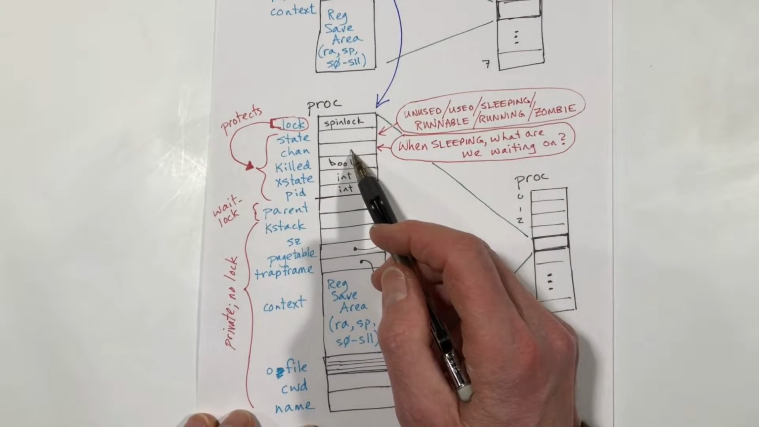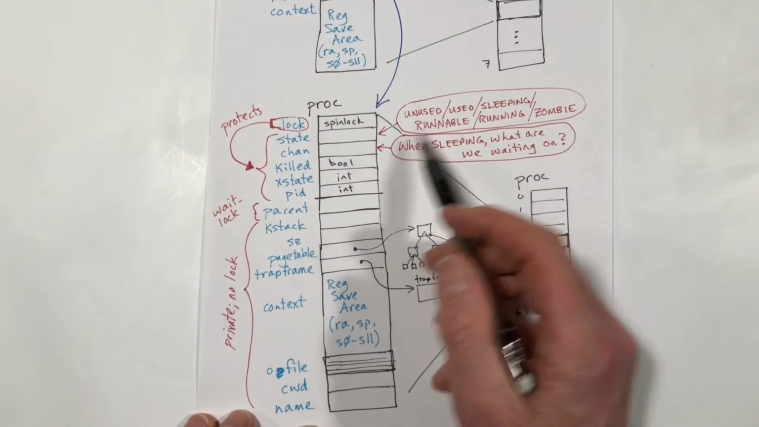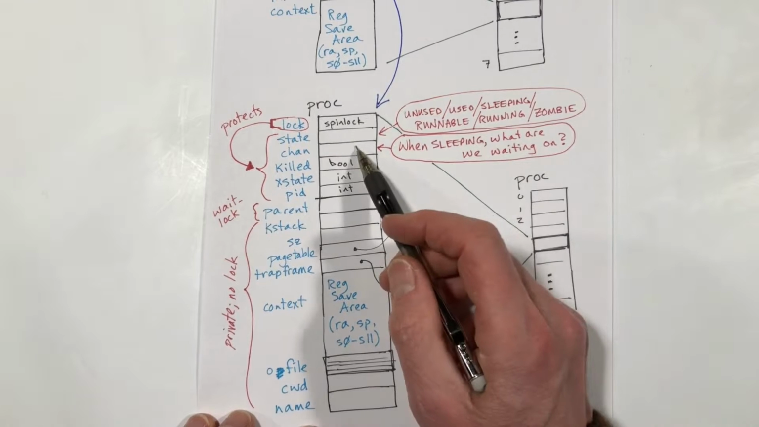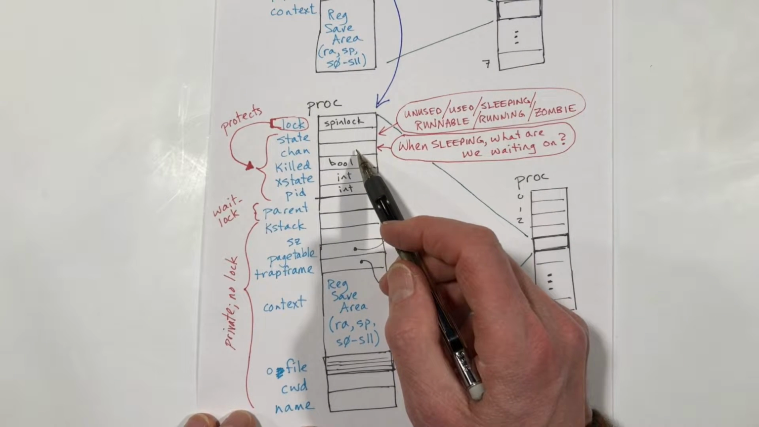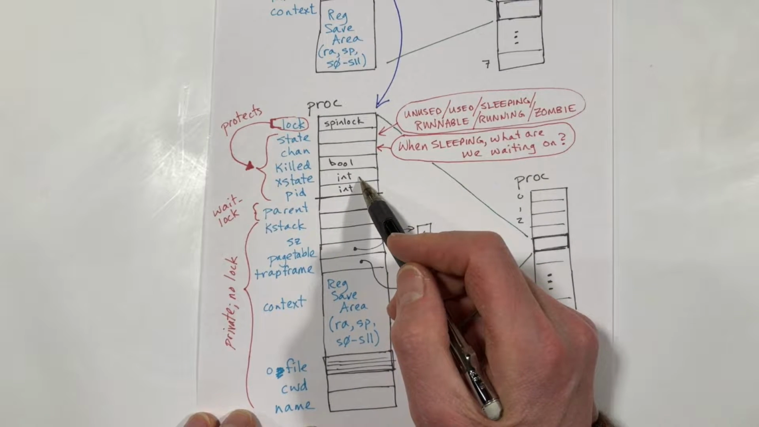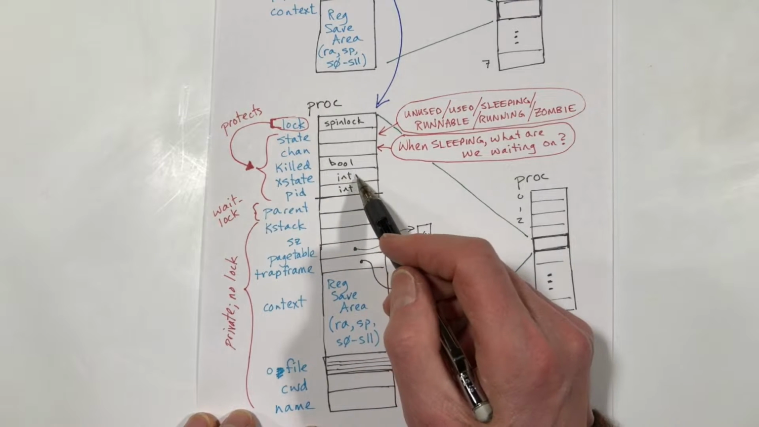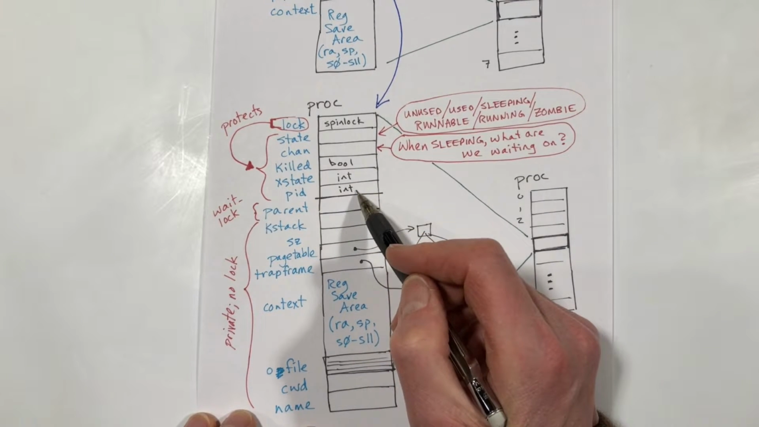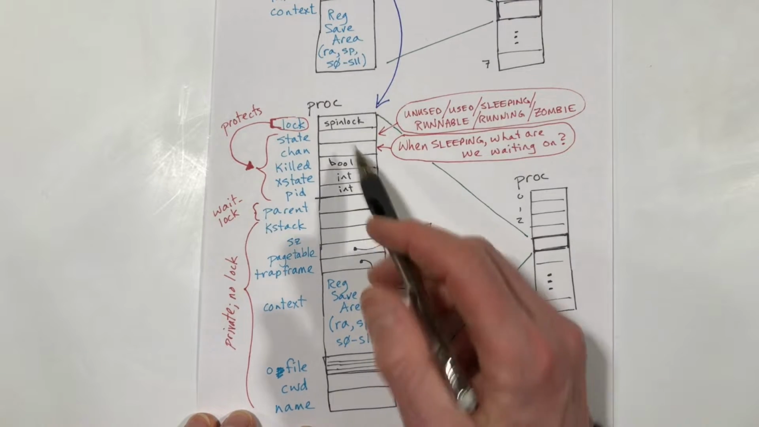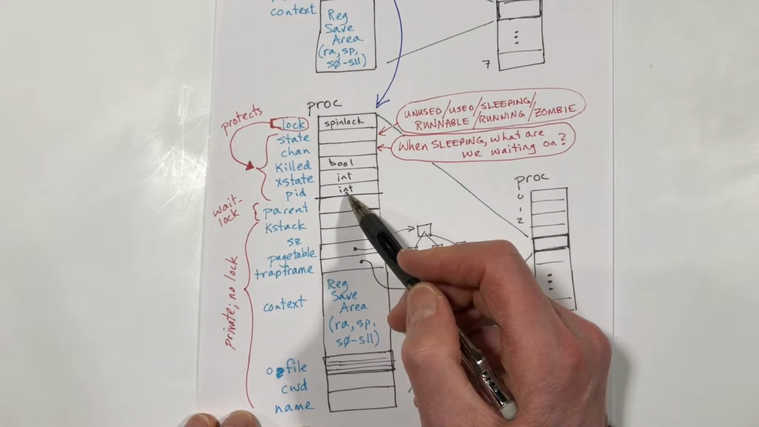If this thread is sleeping, if it has the status of sleeping, then this channel describes exactly what it is we're waiting on. Here's that killed Boolean that I mentioned. After the process terminates, it has an exit status, and that's what this field is. And every process has an ID number, that's a sequentially given ID number. This lock protects these fields.